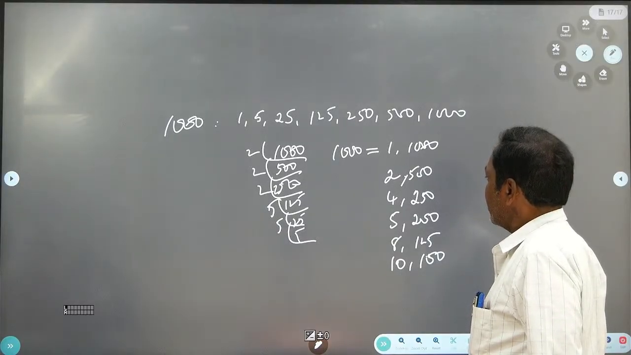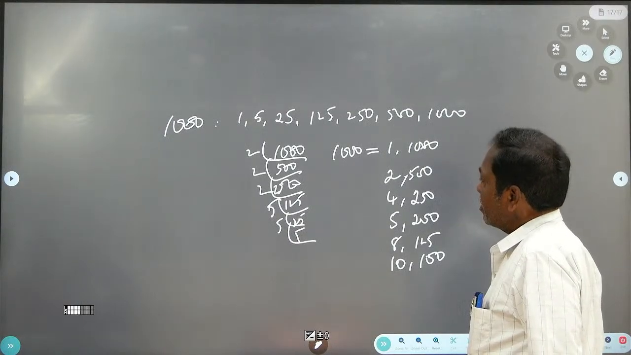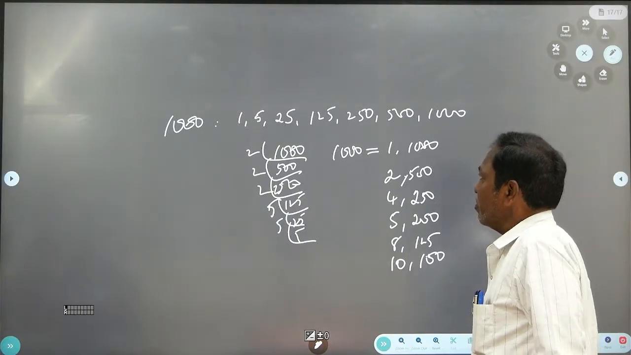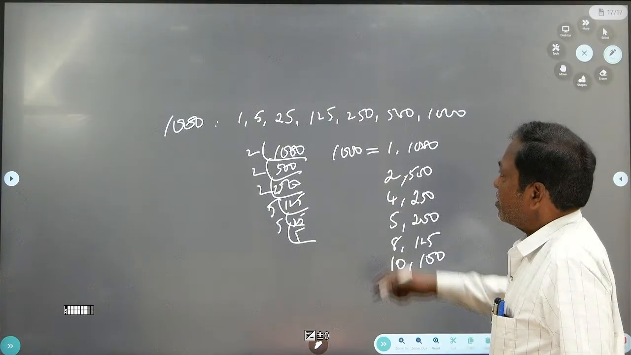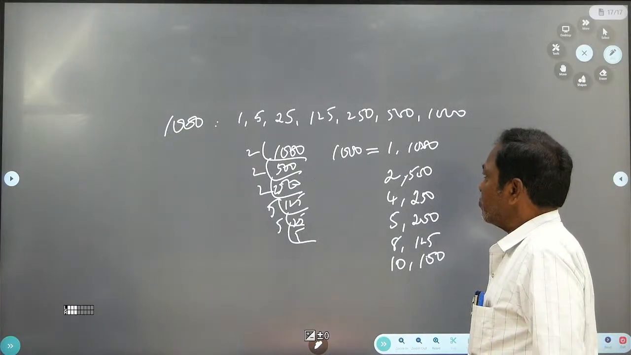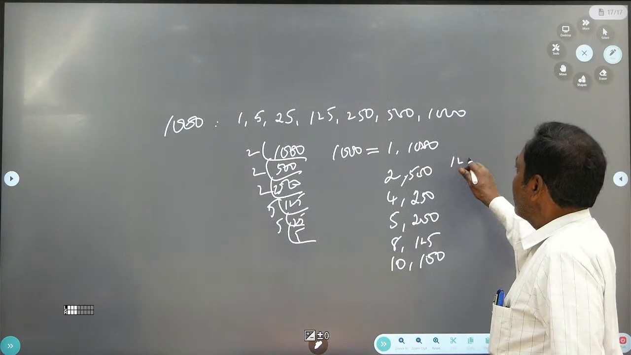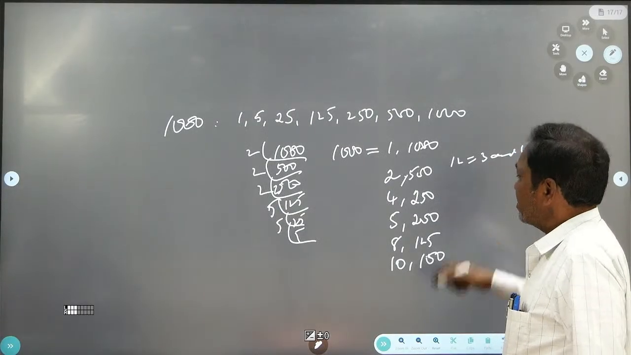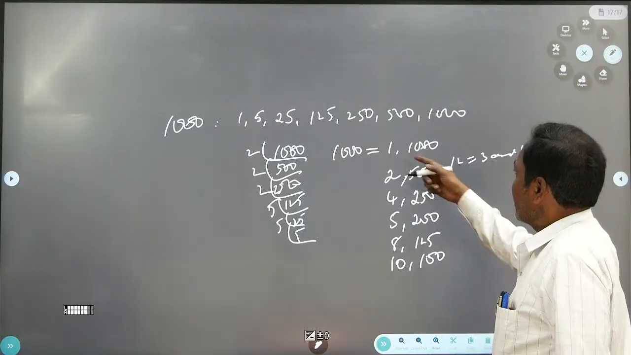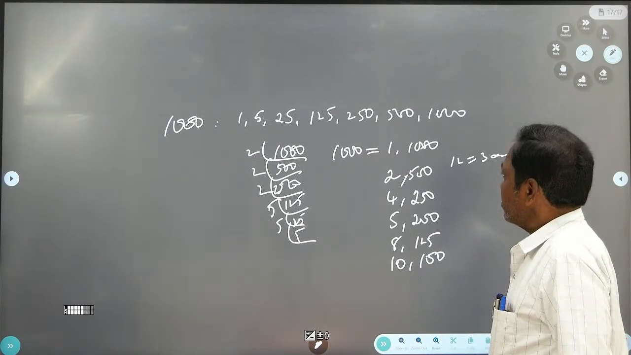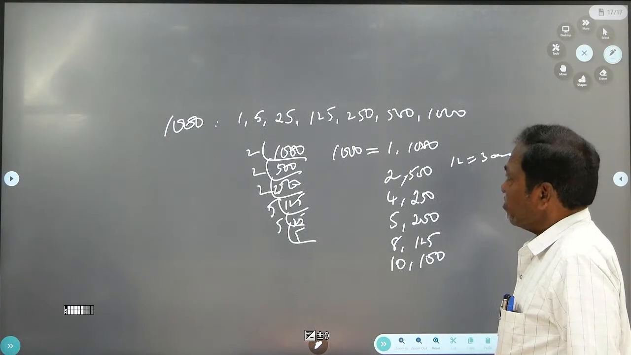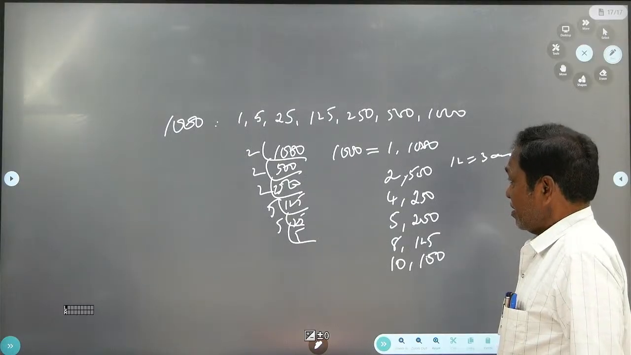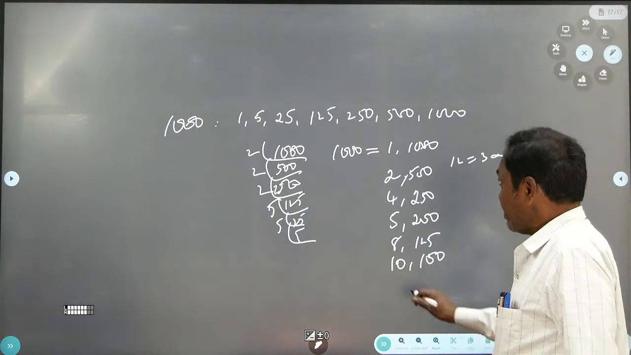Is 12 possible? No, 3 is not possible, because if you take 1000 with 12, the factors of 12 are 3 and 4, and those are co-prime numbers again. 12 is not possible. 13, 14, 15, no. 16, 17, 18, 19, 20 is possible.